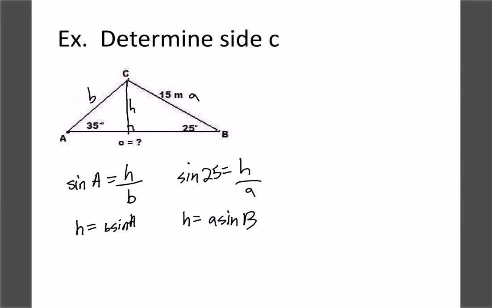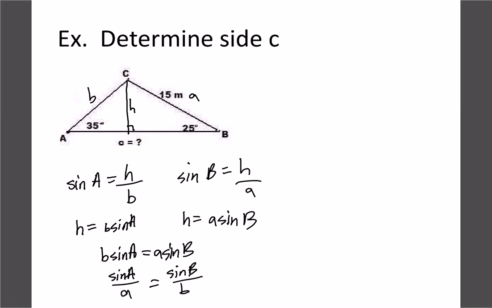I'm using just letters, not numbers, to show you where the formula comes from. Because they're both equal to h, we can make them equal to each other. So we'd have b sine A equals a sine B. To make it easier to remember, we cross multiply to keep things the same. If we brought the a over, we'd have sine A over a, which equals sine B over b.